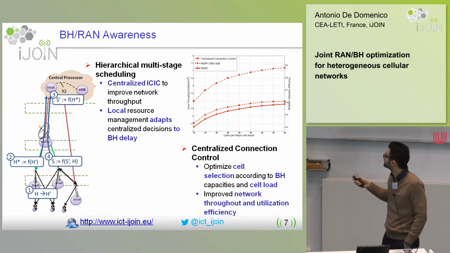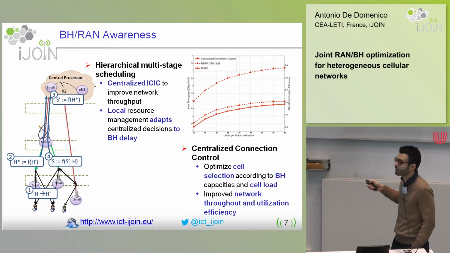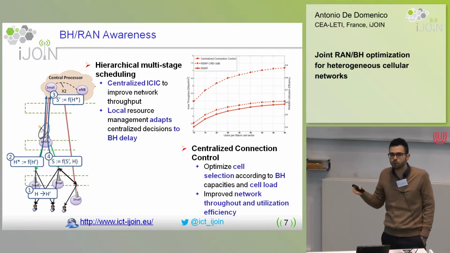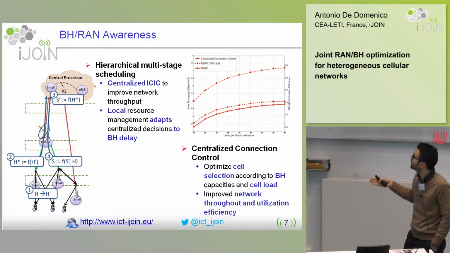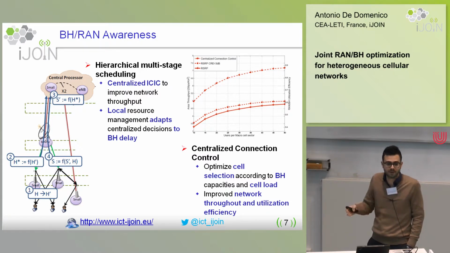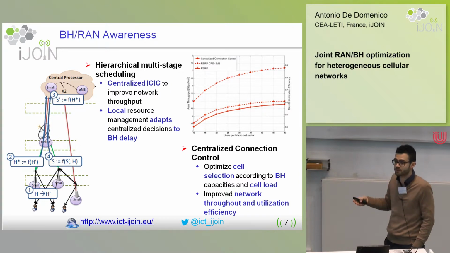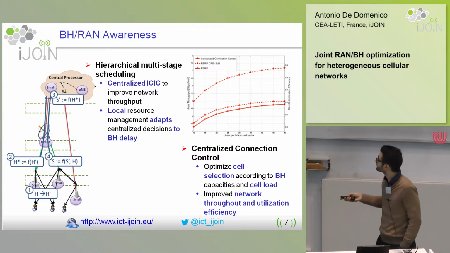Another option is this centralized connection control scheme, where the cell selection is optimized by jointly taking into account the cell load, but also the backhaul capacity. So this solution can improve the area throughput in the network, especially when you have a low capacity backhaul, but also the overall utilization efficiency of the resources of the RAN, but also the backhaul network.